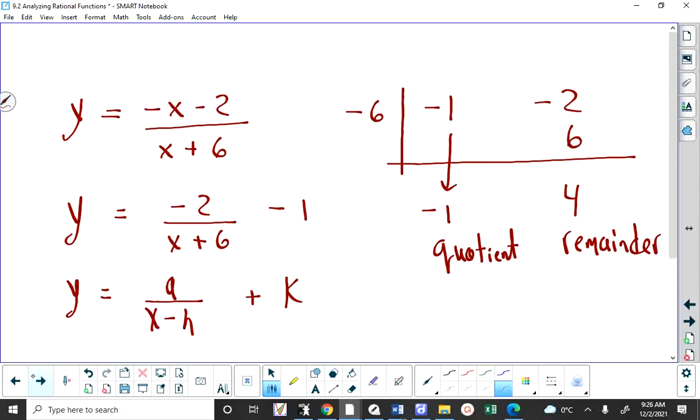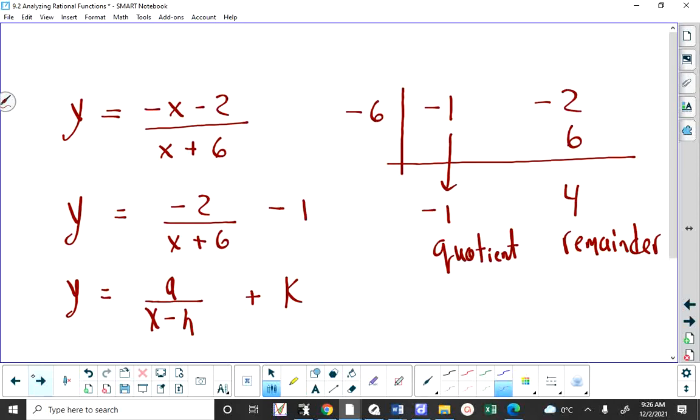You okay with that? Okay. I don't know how far we want to go with an explanation here. It means that the graph of 1 over x is vertically reflected. It is vertically stretched by a factor of 2. It is shifted 6 units to the left, and it is also shifted 1 unit down.